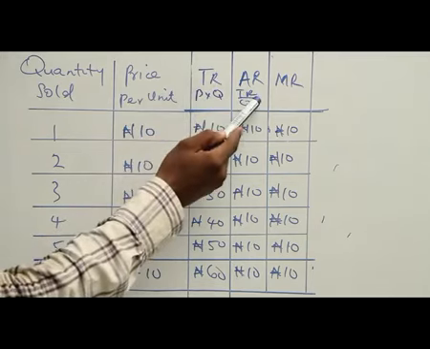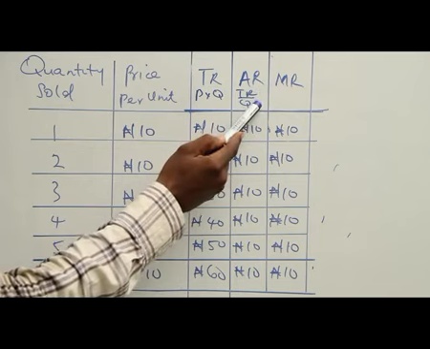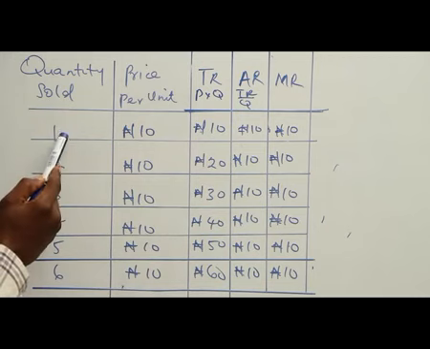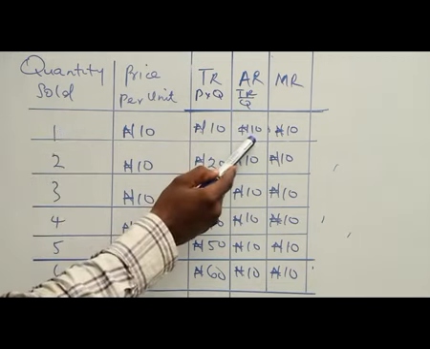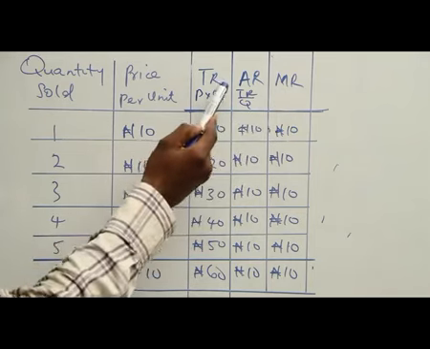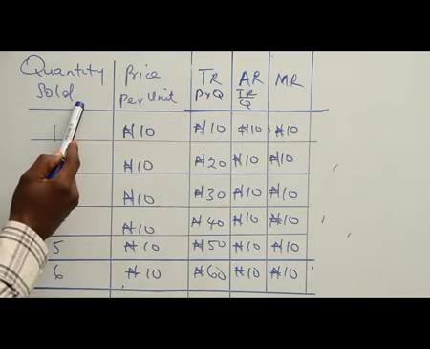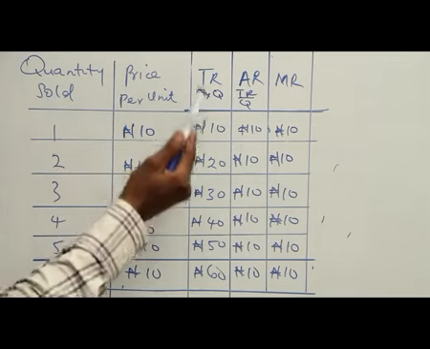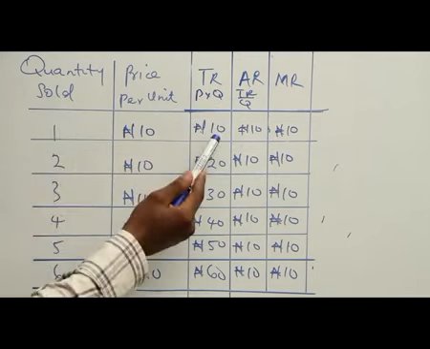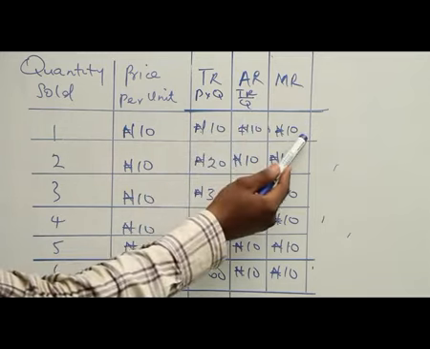While the average revenue implies total revenue divided by Q. So the total revenue 10 divided by quantity sold 1 will give us 10. Then we say marginal revenue implies change in total revenue due to change in quantity sold. So if they have not sold, the revenue will be 0. Now they have sold 1 and the revenue is 10. So the marginal revenue indicates 10 naira.